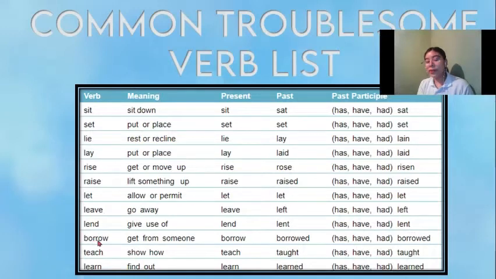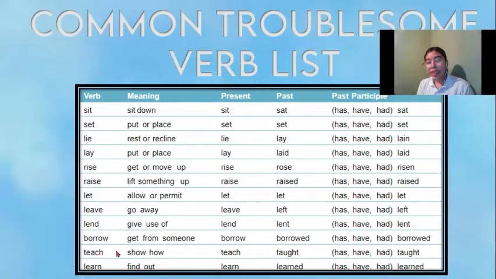Then we have the verb borrow, which is to get from someone. It's the opposite of lend. It's when you ask someone for something. For example, if you ask your friend, can you lend me a pencil, please? The present of borrow is borrow, the past is borrowed, and the past participle is also borrowed.